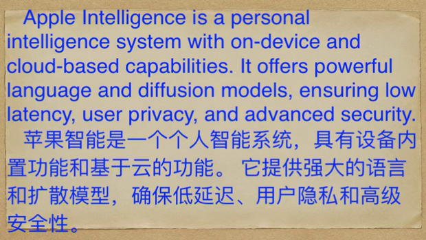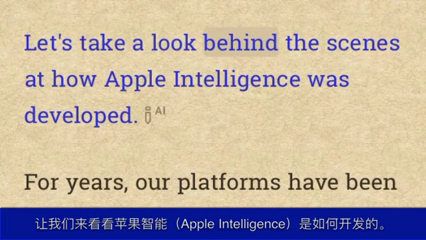大家好，这里是听广播学英语频道。人工智能即将进入普通人的手机了吗？苹果智能是一个个人智能系统，具有设备内置功能和基于云的功能。它提供强大的语言和扩散模型，确保低延迟、用户隐私和高级安全性。好了，我们来了解一下最新的进展吧。Let's take a look behind the scenes at how Apple Intelligence was developed.